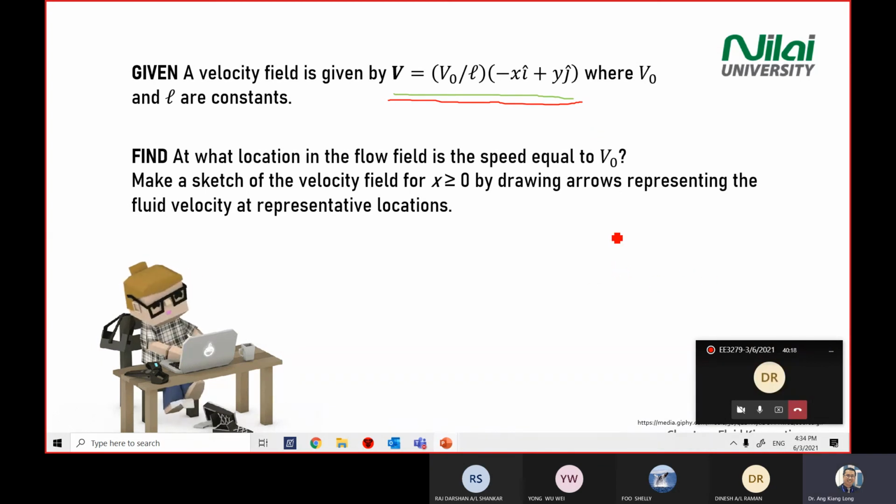Okay, Dinesh, you look at the screen. You're able to see my PowerPoint slides? Yes, sir. Okay, I already highlighted the velocity field there. My question is like this. You look at the velocity field. Is this a 2D scenario or a 3D scenario, and why?